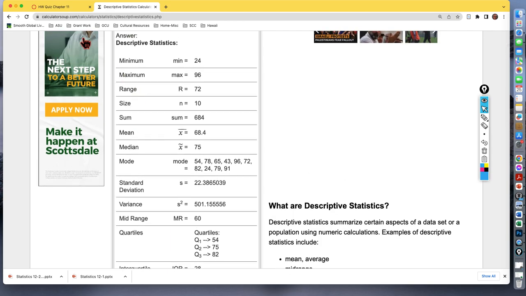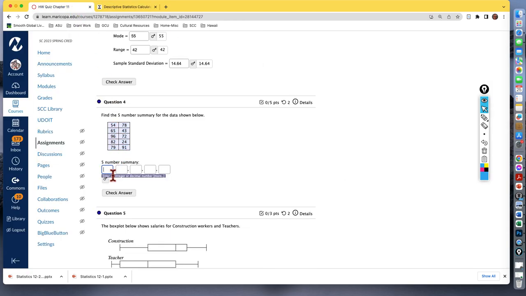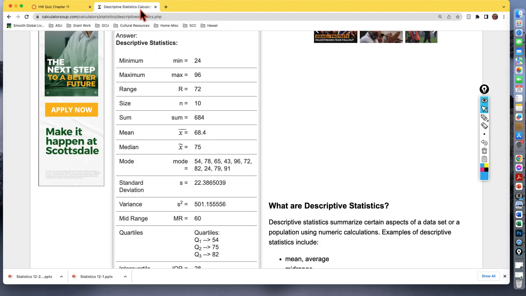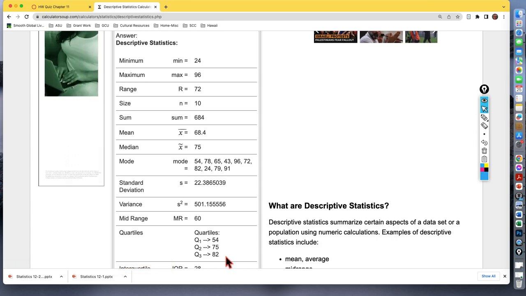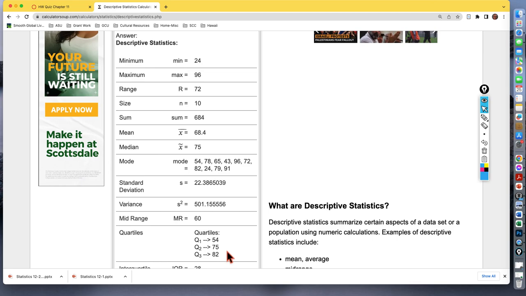So we want to go with 24, and then quartile 1, quartile 2, quartile 3. Again, this data gives it to us. What we would have to do is line up the data in order, and we could actually locate this data, but again, this will do all that. So then it's 54, 75, 82.